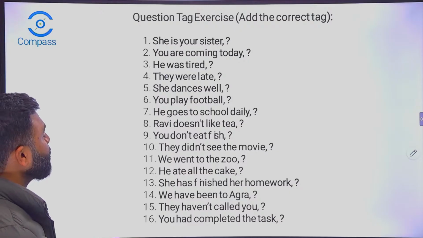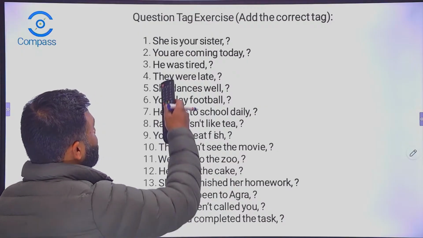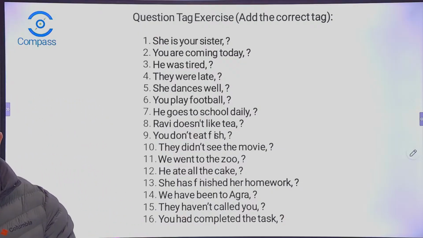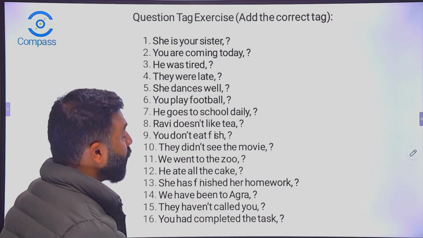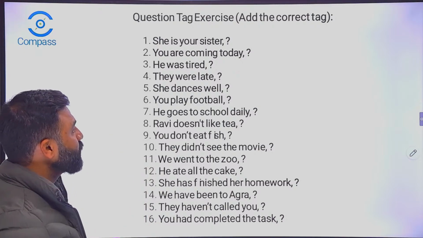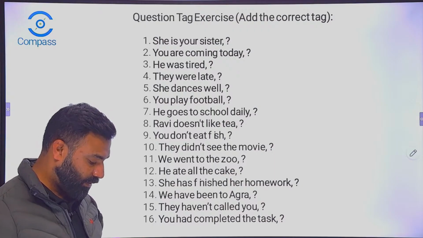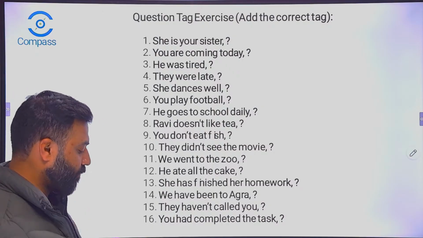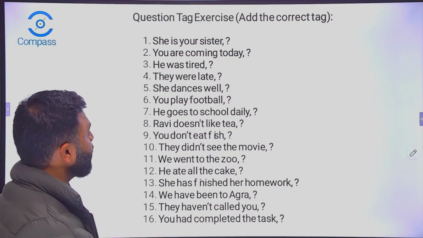They were late. Come on, try. They were late. So in these questions, you will find that the auxiliary verbs are given, right? Have you noticed? So the first, second, third, and the fourth, we have the auxiliary verbs here. What are the auxiliary verbs? Is, are, was, were. So they were late. Come on, let's see. Weren't they? That's correct. Very good.